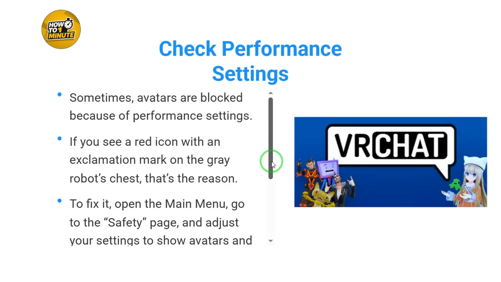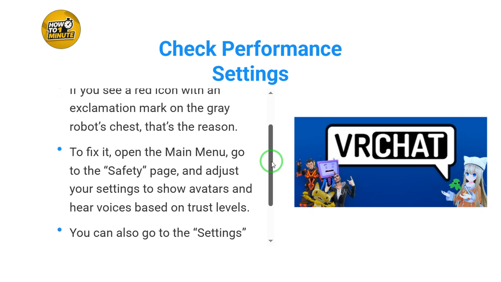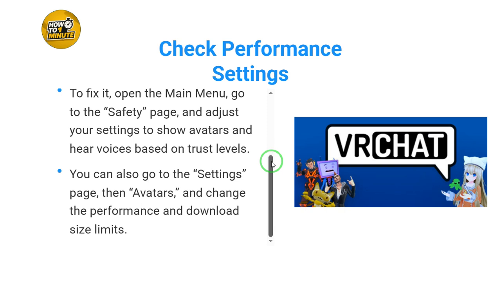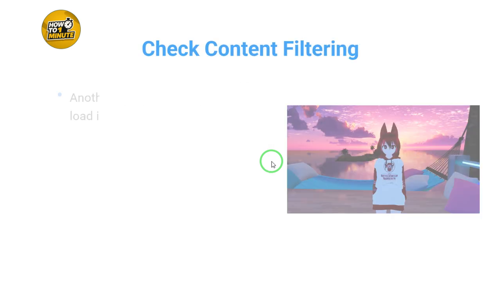Sometimes avatars are blocked because of performance settings. If you see a red icon with an exclamation mark on the grey robot's chest, that's the reason. To fix it, open the main menu, go to the Safety page and adjust your settings to show avatars and hear voices based on trust levels. You can also go to the Settings page, then Avatars, and change the performance and download size limits.